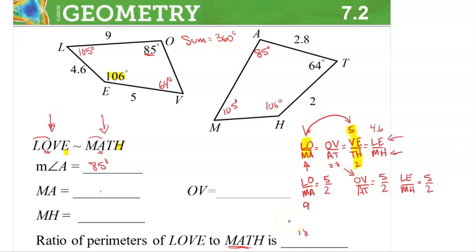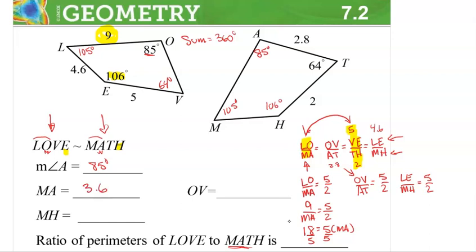So now that each of those are set up, let's take the actual values that we know for LO. LO is right here. It's 9, so I'm going to plug in the 9 for LO over MA equals 5/2. The process here is you're going to cross multiply. 9 times 2 is 18, and that equals 5 times MA. Then I'm going to divide both sides by 5. And when I do that, I end up with 3.6 for my MA.